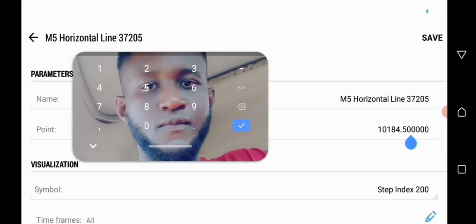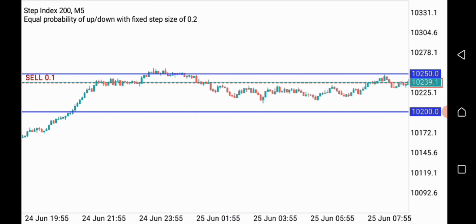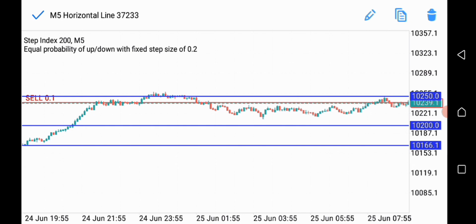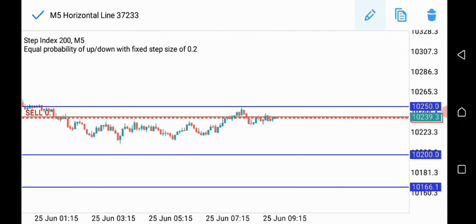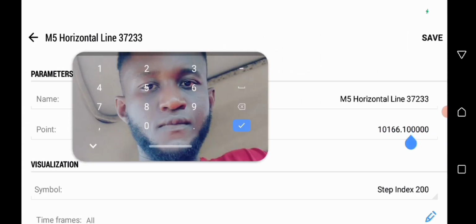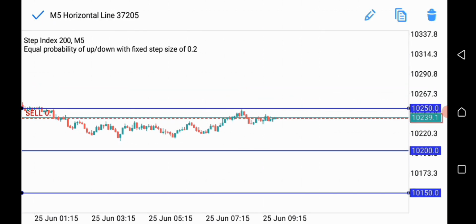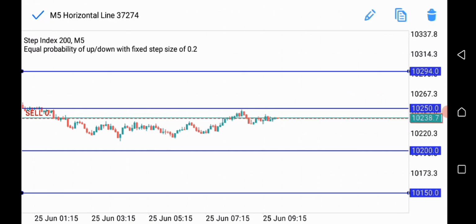So the next one is going to be 10,250. Do you see this? So let me add two more. This one is going to be 10,150. And let me put one above the 10,250. That's going to be 10,300.